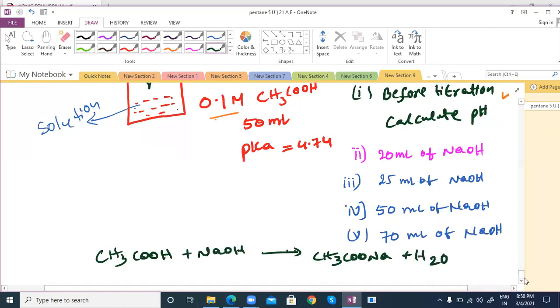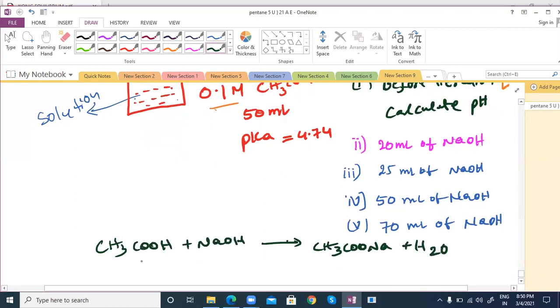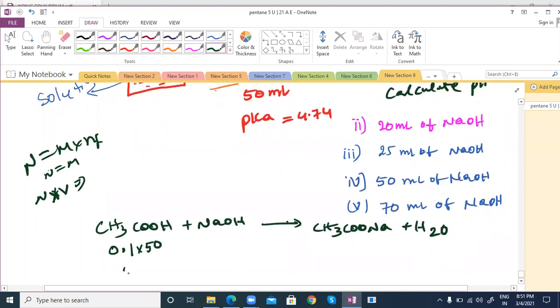Then they are reacting with each other. So you can write the equation first for every case. That's easy for us. Then calculate how many equivalents are present here. Equivalents means normality into volume. Normality equals molarity into n factor. For acetic acid the n factor is 1, so normality equals molarity. Even if they give molarity, you can use it directly as normality. 0.1 into 50 ml. How many milliequivalents will we get here? 5.